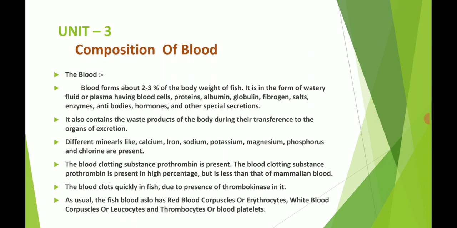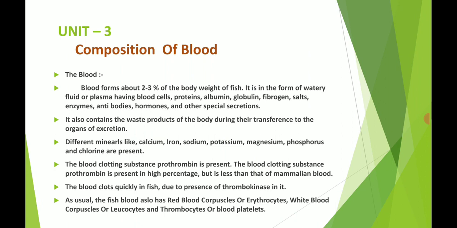Now, in the previous lecture, we started unit number 3. In unit number 3, we are seeing the blood circulatory system. In that, we saw the structure of the heart, then the arterial and the venous system. And today we are going to continue with unit number 3. The topic is the composition of blood, which is related to the blood circulatory system.